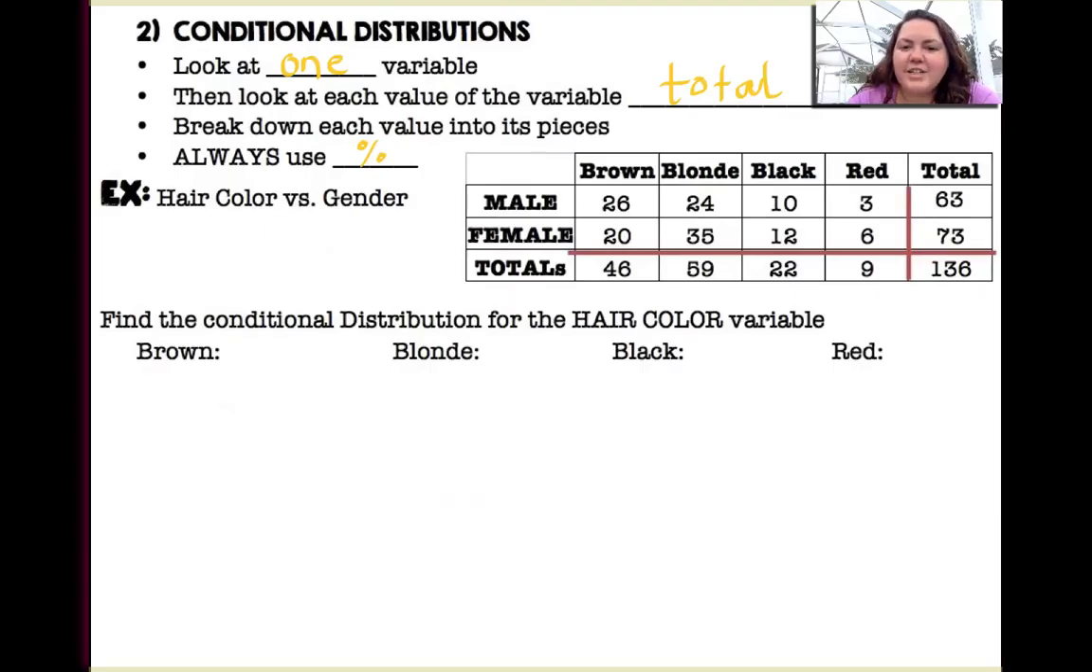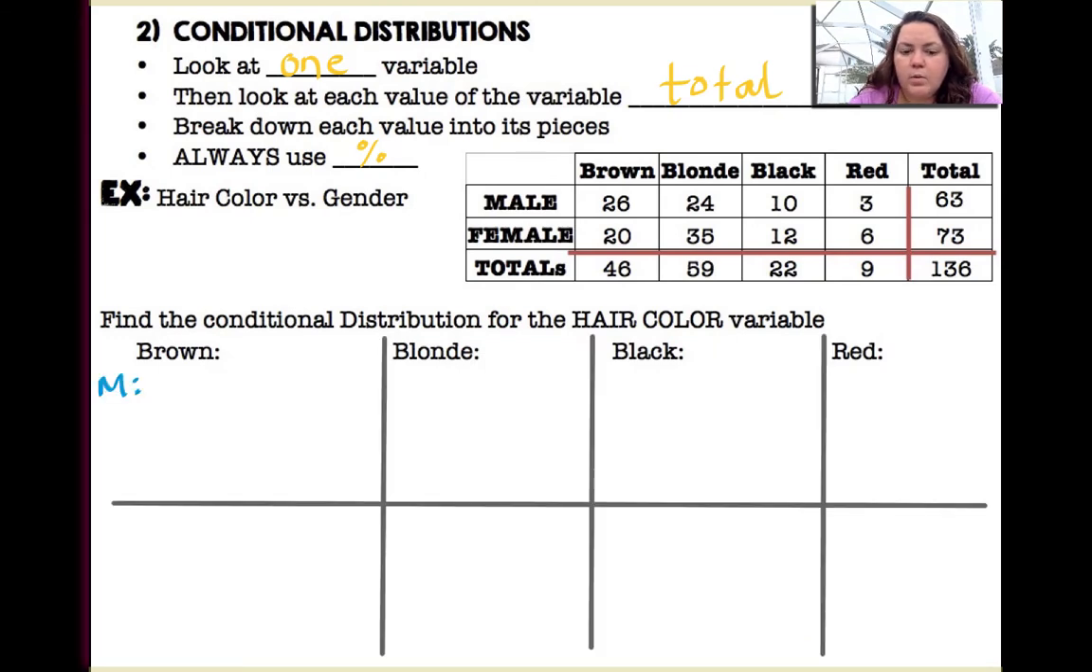So now let's take a look at conditional distributions. We have that same two-way table, hair color versus gender, and we want to find the conditional distribution for the hair color variable. So we have brown, blonde, black, and red, and we're going to do this for both male and female. So I'm going to organize this up a little, for males and for females. For brown and males, I have 26 males with brown hair, out of 46 total with that hair color. And I could get a percentage.